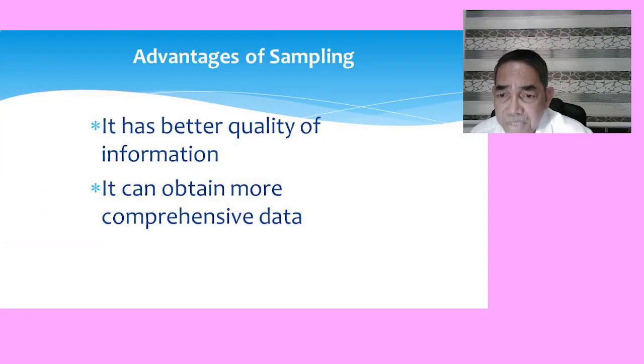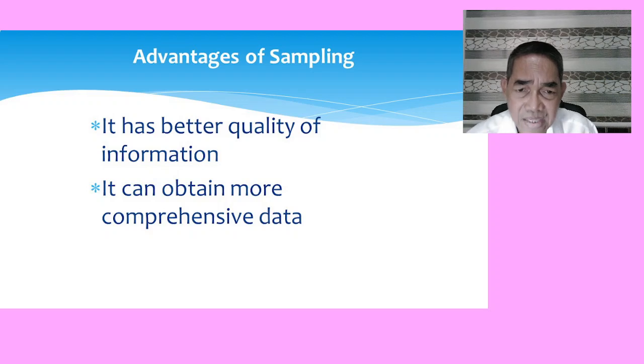And then you can also obtain more comprehensive data. You can get more data because you only examine a few people rather than the many in the population. That's the reason why we can obtain more comprehensive data. A lot of information we can get from the respondents, precisely because we only have few people to examine, compared to when you examine a big number of people.